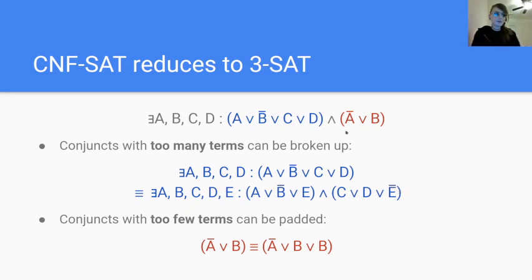There's also the second problem, the red conjunct here, that it has too few terms. We can just pad it out. This one's even easier. We just take A not or B, which is equivalent to A not or B or B. This doesn't change anything logically, but we've put it in the 3 SAT format. All right. This is our reduction to 3 SAT.